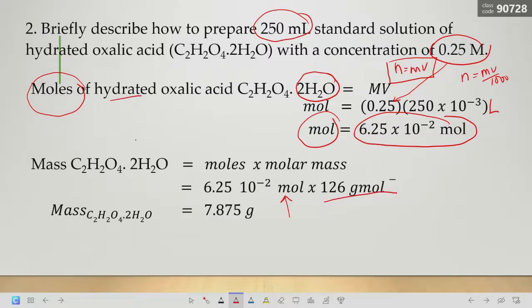Basically you have to know that when there is this dot, it means that you have to add. Carbon you ada 12 times 2. You have the hydrogen 2. Oxygen is 16 times 4. Then you add with 2H2O. The dot is referred to as plus, so plus 2H2O: hydrogen is 2, oxygen is 16.